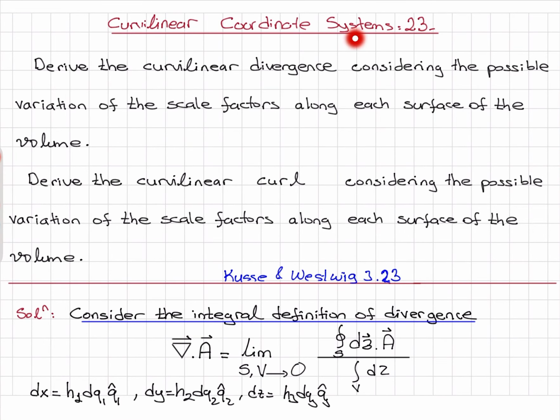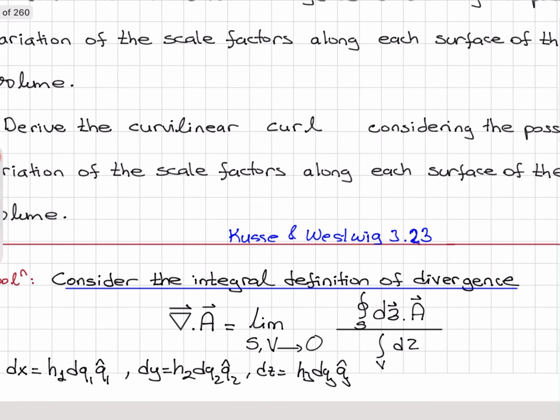Curvilinear coordinate systems, problem 23. Derive the curvilinear divergence considering the possible variation of the scale factors along each surface of the volume. So we're going to do only this part of the problem, and since we have done it already in the lectures, I'm just going to go over this derivation.